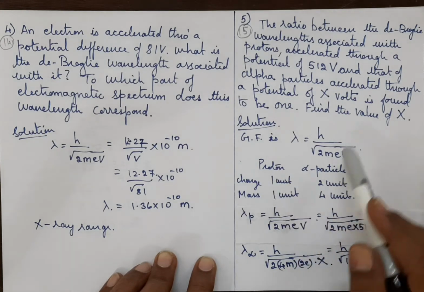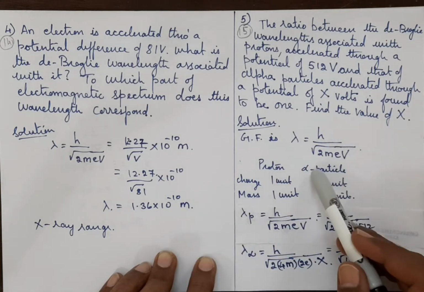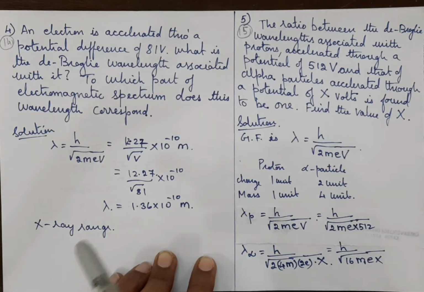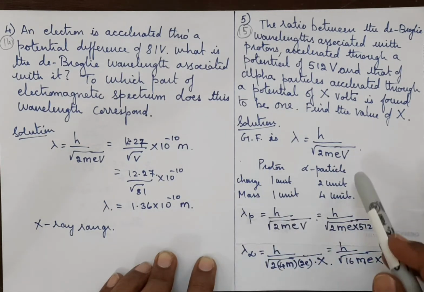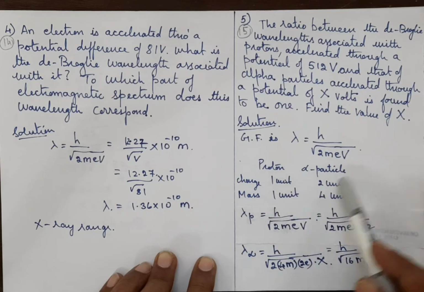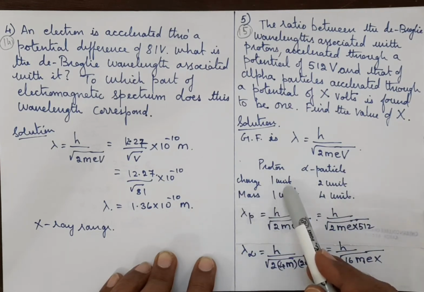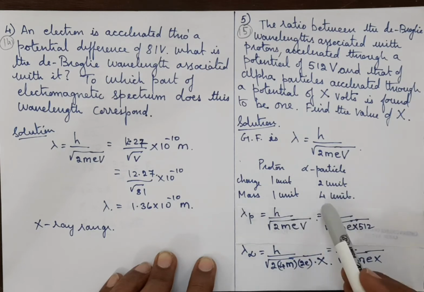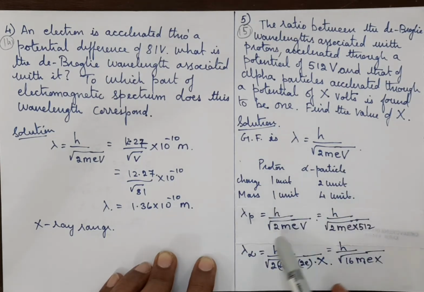So the formula is the same one, lambda is equal to h by root of 2 m e V. Now we have to write a similar table, except deuterium we write only proton and alpha particle. So charge, mass: proton is the reference, 1 unit for charge and 1 unit for mass, and for alpha particle charge is 2 units and mass is 4 units. So we use this chart and find out lambda p, the wavelength of the proton.